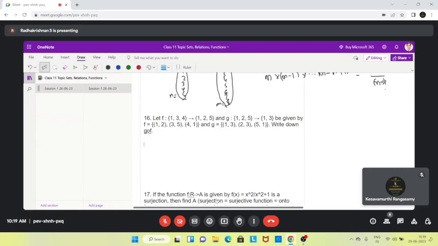Function f is defined from A to B, where A is 1, 3, 4 and B is 1, 2, 5. And function g is defined from 1, 2, 5 to 1, 3. So this is the function f and this is the function g. So write down g of f. So you first apply f, and then whatever value you get out of f, you map that to g. So that is your g of f. I'll show you by example.